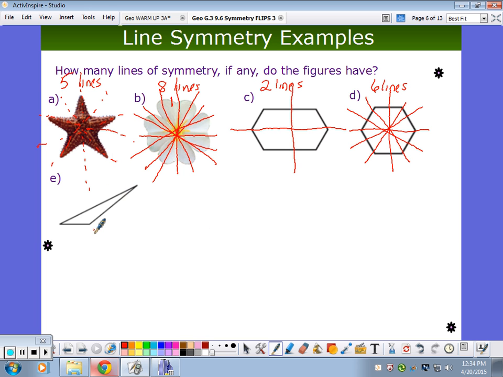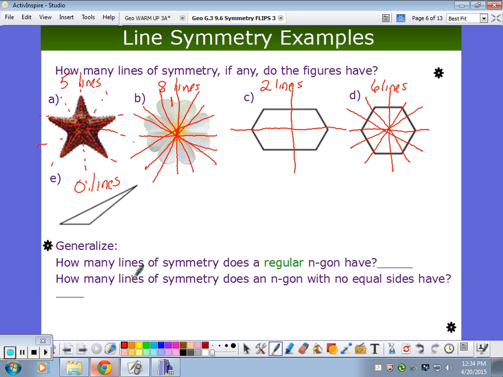This is a scalene triangle. Lines of symmetry. I don't see any, right? So I put those 2 here so we can maybe draw a generalization. And again, it's a little bit inductive, but let's see if we can kind of convince ourselves. If you have a regular n-gon, how many lines of symmetry will there be? How many? N, right? Yes. Wait, doesn't the letter Q have a diagonal line?